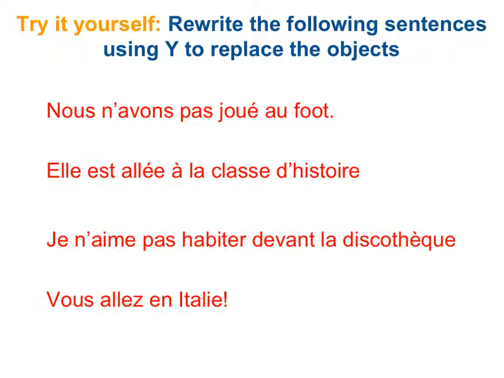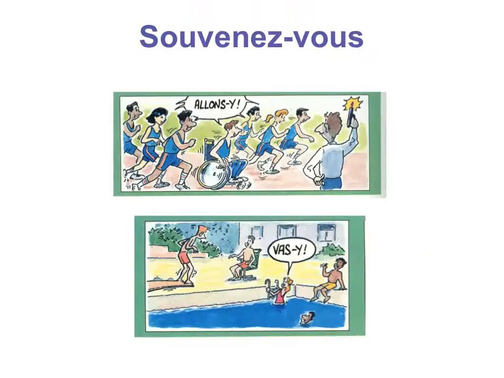Alright, and then for the final slide, just to remind you, you've probably seen y before. Allons-y is a common expression we use in French. Let's go. Because we're not saying where we're going, we put the y there, it's kind of like saying, let's go there. We don't know where there is. Same thing with vas-y, do it. So hopefully you've seen y before, and hopefully you understand it better now.